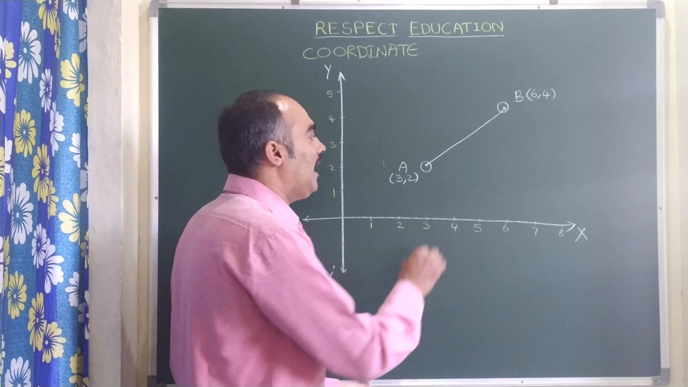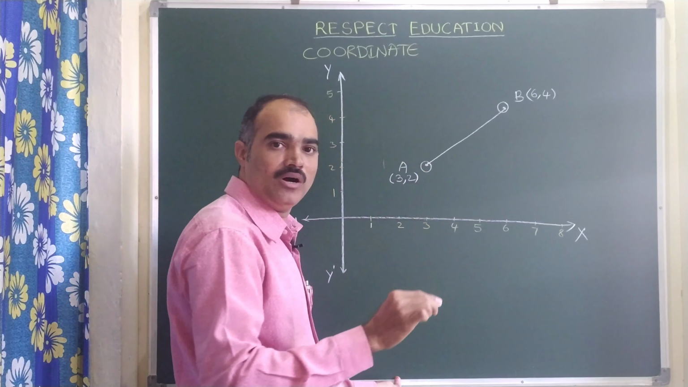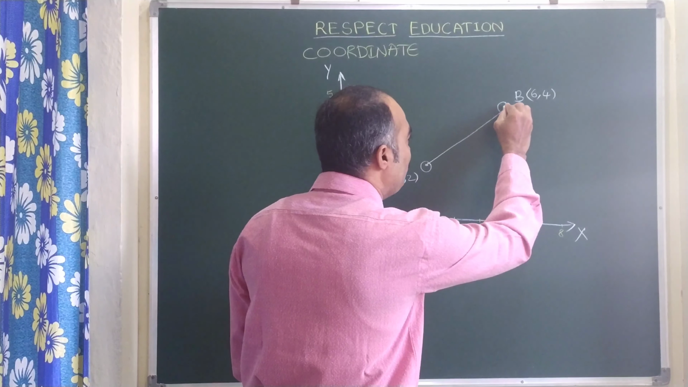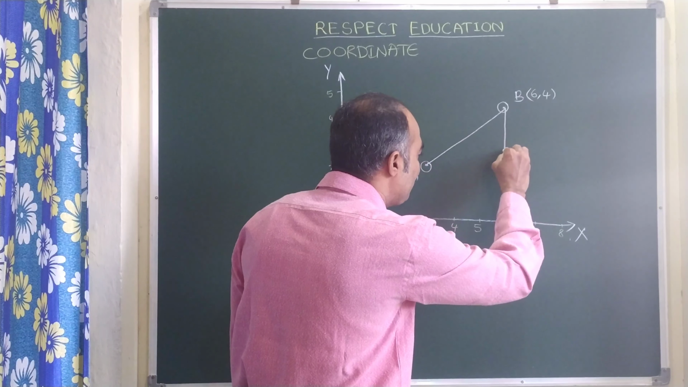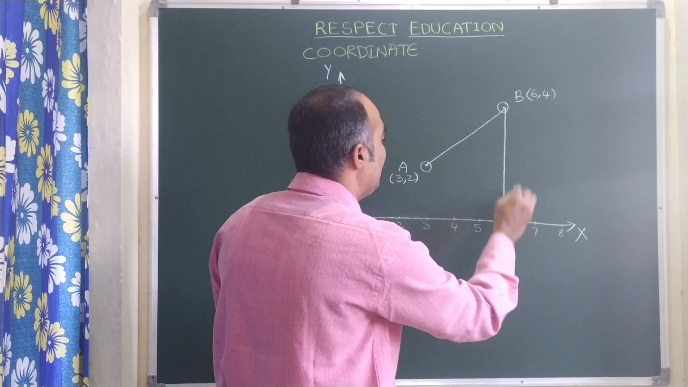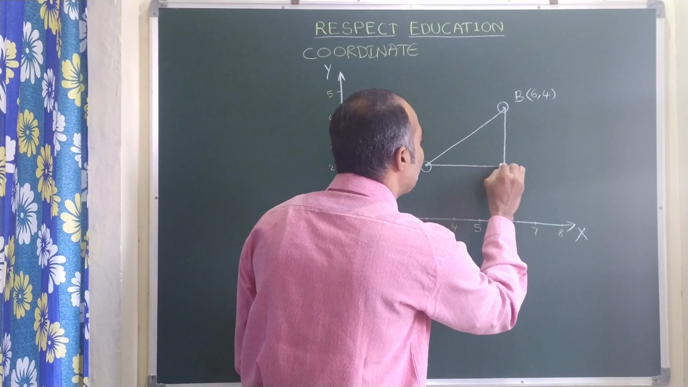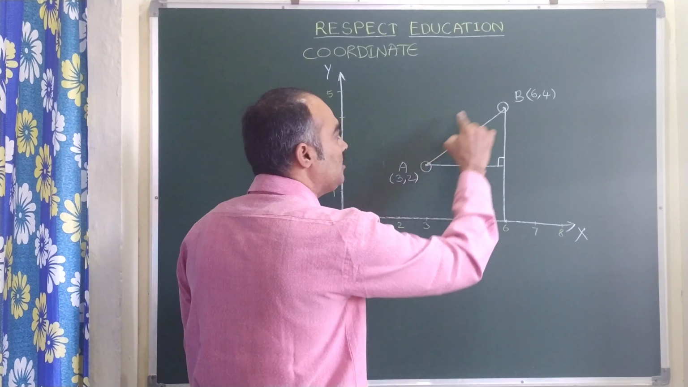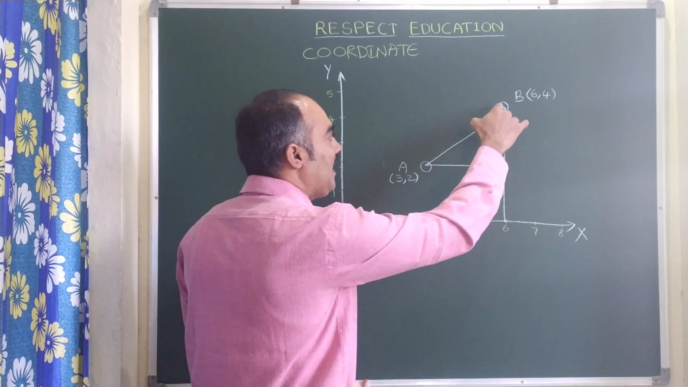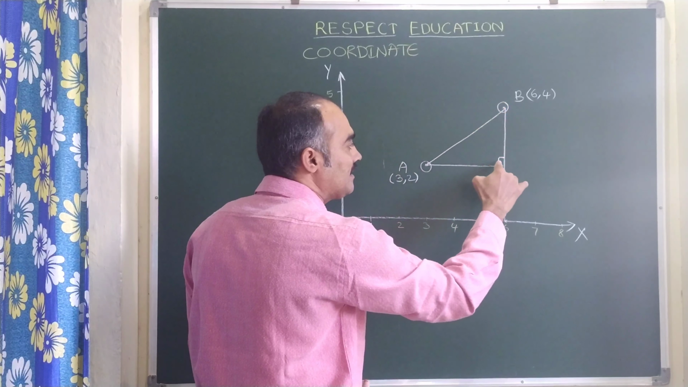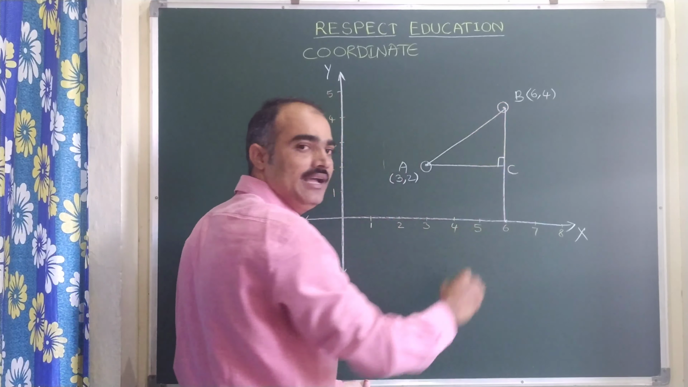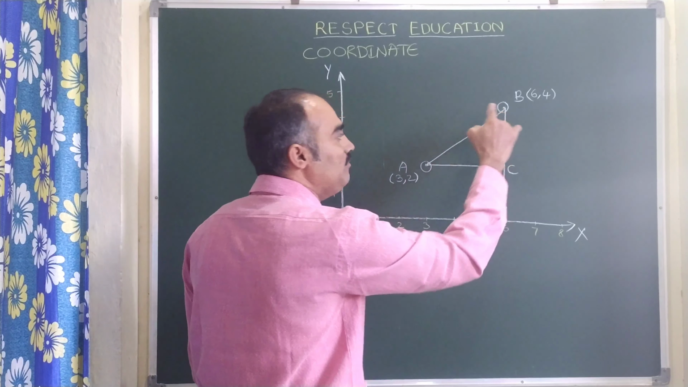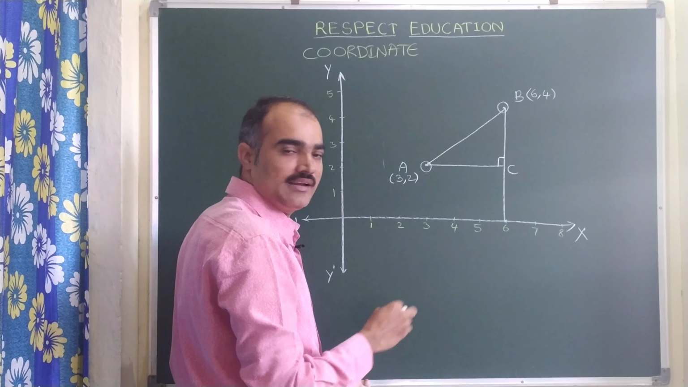For that I would like to take the help of a theorem. The theorem applies if we make this a right angle triangle. Now, for finding the distance between A and B, I made it a right angle triangle. Let us take this point as C. So ABC is a right angle triangle, right?